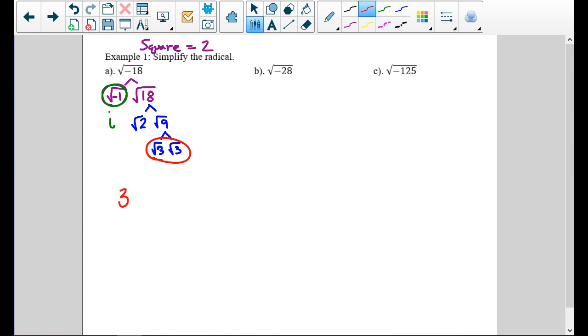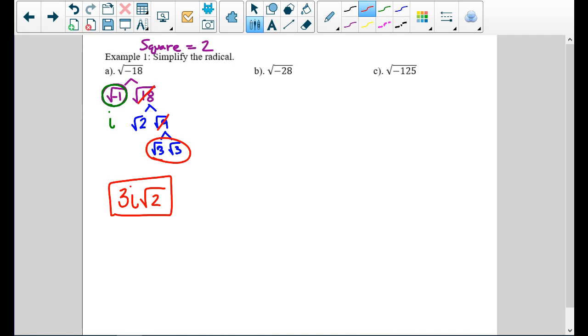I'm going to pull down my i with it, and what's left over? We used the 9 because it's the square root of 3 and the square root of 3. We used the 18 because it's the square root of 2 and the square root of 9. The only thing left over then is that square root of 2. So there's my simplified 3i square root of 2. So the square root of -18 is rewritten in imaginary terms as 3i square root of 2.